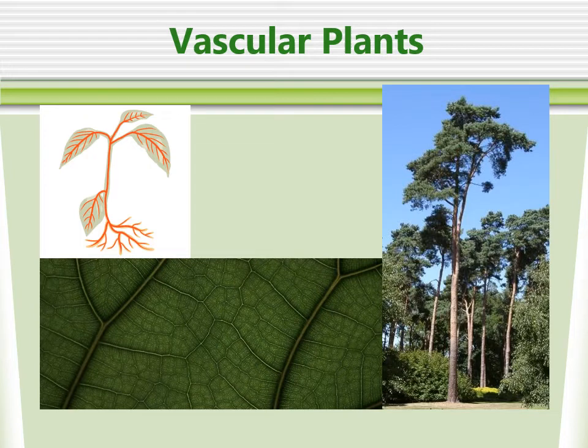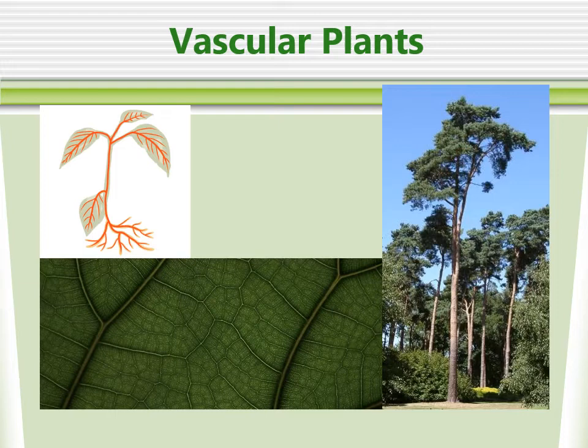Obviously, beyond non-vascular, we have vascular plants. In the picture, there we have veins. We've all seen veins in a leaf. Those veins continue through to the stem and right down through to the root so that the plants can move not only water, but sugars and other minerals back and forth as they are needed.